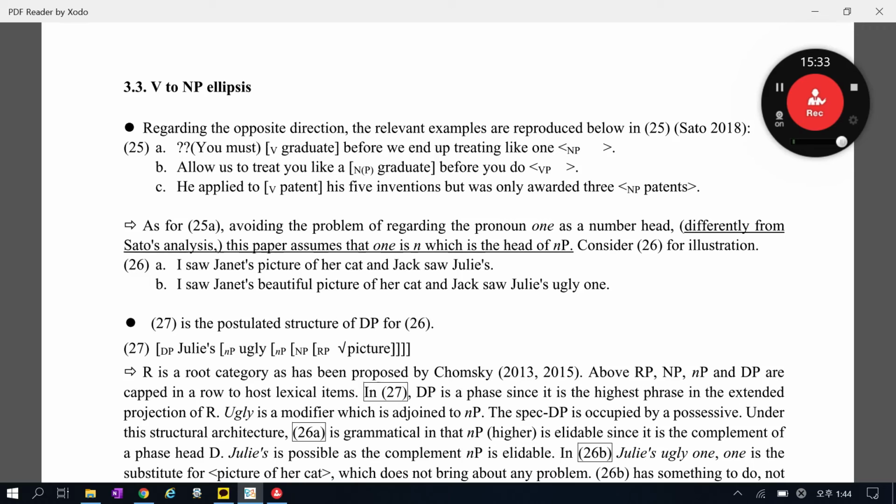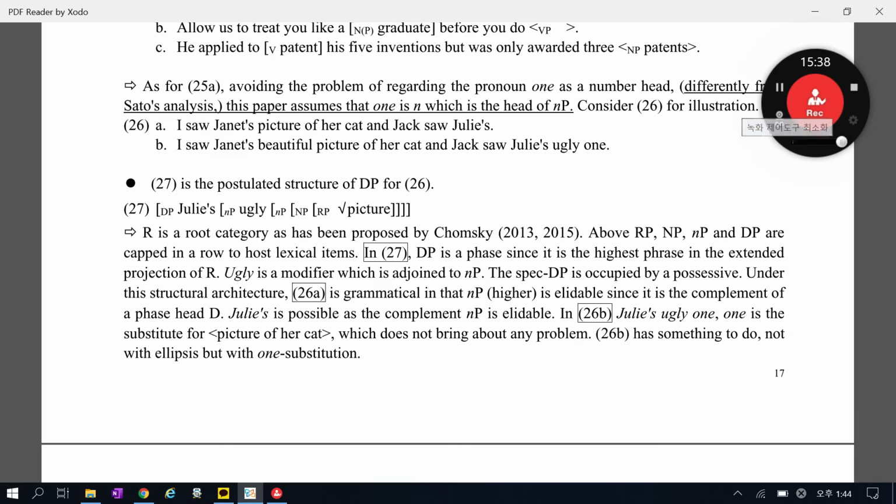27 is the postulated structure of DP for 26. In 26, all is a root category, as has been proposed by Chomsky 2013 and 15. Above all, P, NP, little np, and DP are kept in a row to host the lexical item. In 27, DP is a phase since it is the highest phrase in the extended projection of all. Ugly is a modifier which is joined to little np. The spec DP is occupied by a possessive.